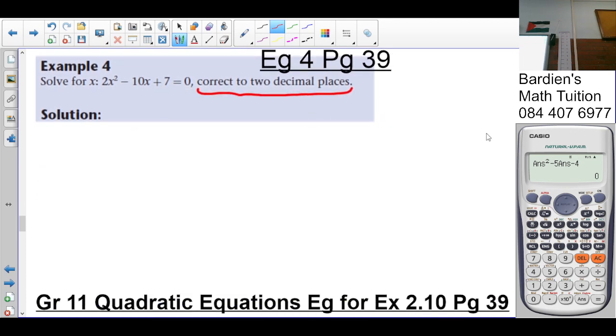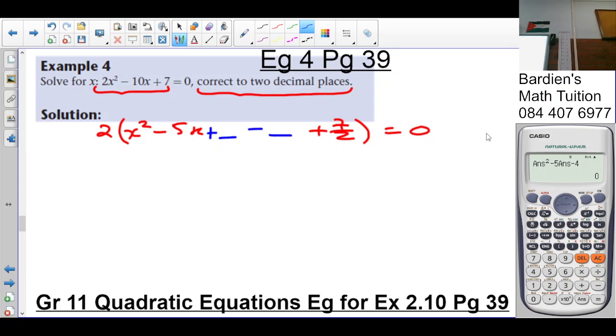Okay. So factorize the 2, because I'm going to do completing of the square on that trinomial. So it's 2 into x squared minus 5x plus 7 over 2 equals 0. Okay. So what we do is we must add a number to complete the square with, and I subtract that same number. And what's the number here? It's going to be b times a half, and it must be squared.